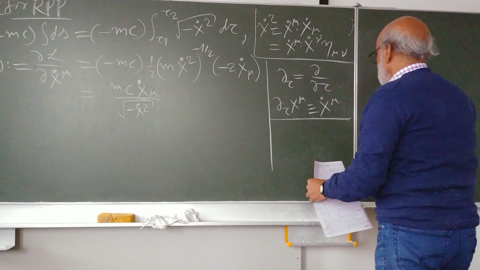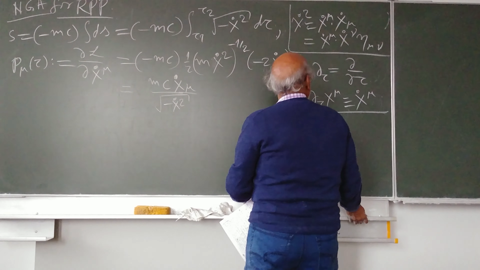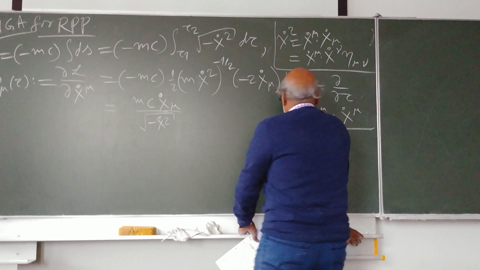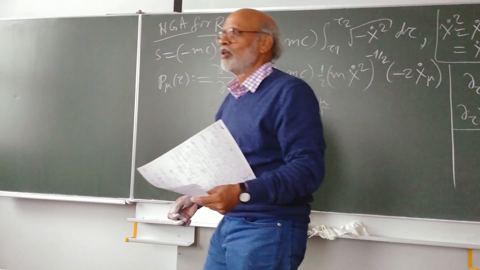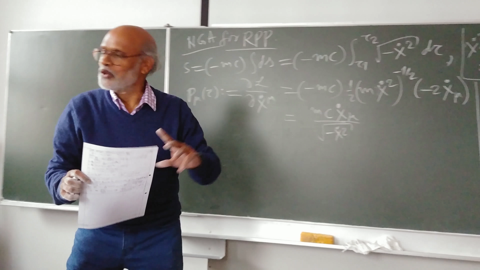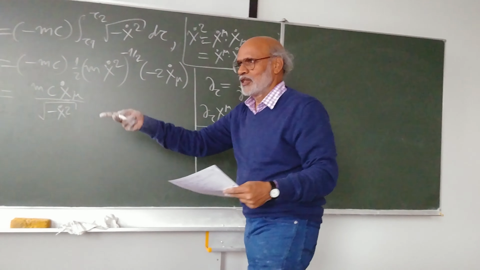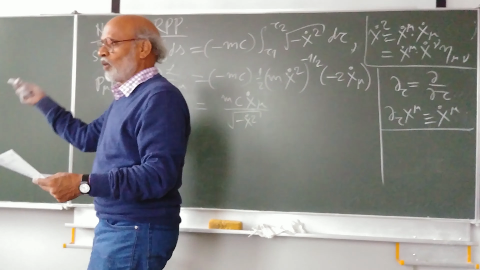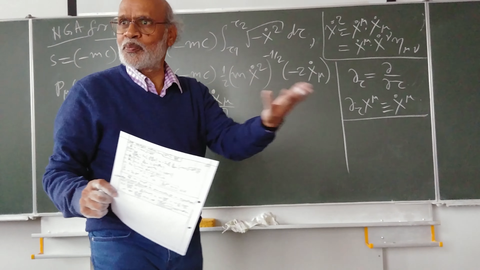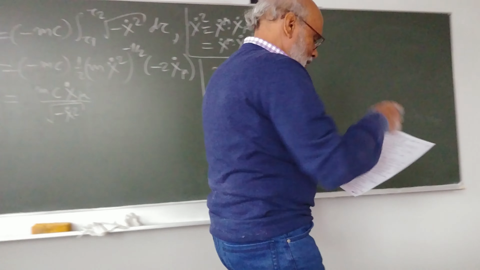For one particle, I have only one variable tau. I don't yet have sigma. So next week, when we go to one-dimensional strings, then we will also have sigma and space derivatives. But we will talk about them when we encounter them. It's better to talk about them there.